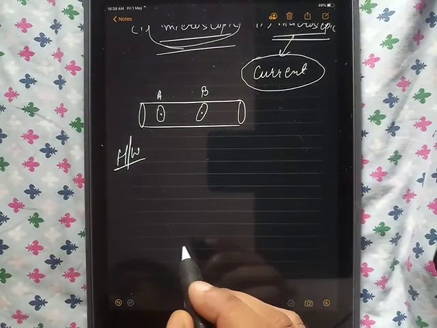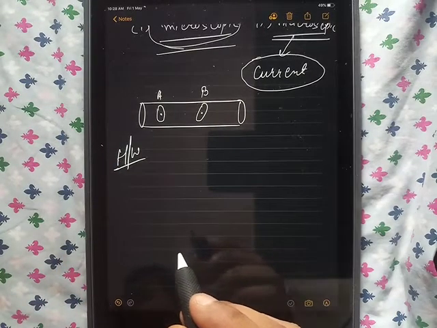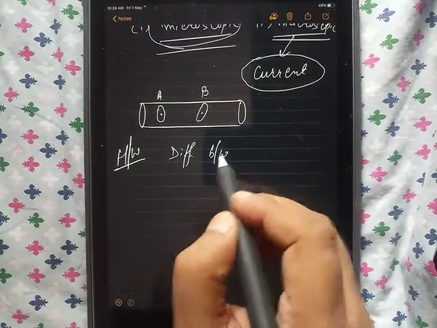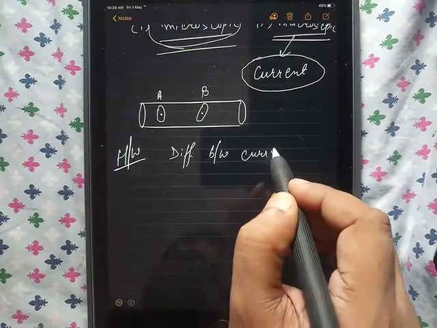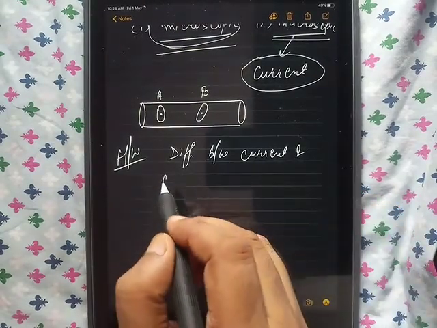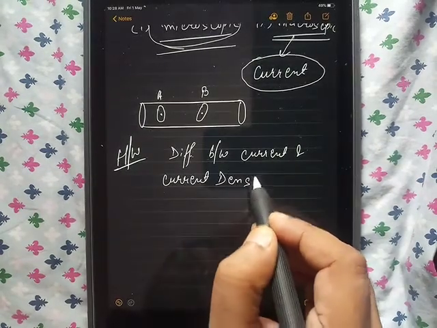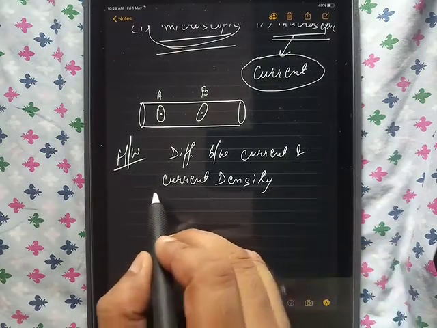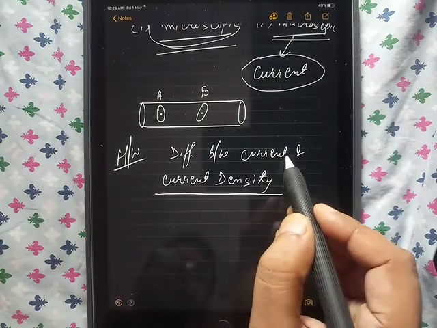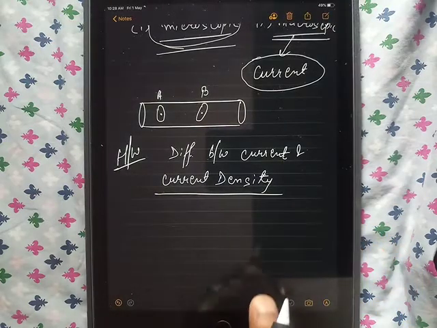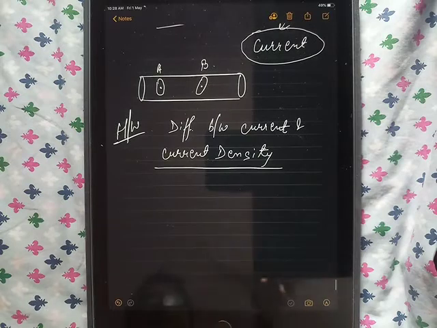One homework you have to do: differentiate between current and current density. We already know why current density is introduced. Current is not a vector quantity and we need a quantity related to current which is a vector. So a new term is introduced, called current density, which is obviously a vector quantity related to current.